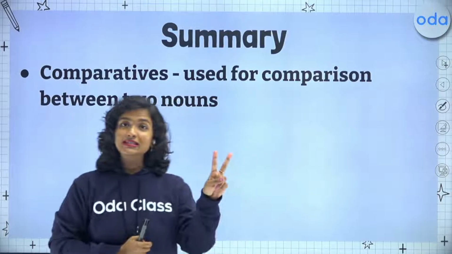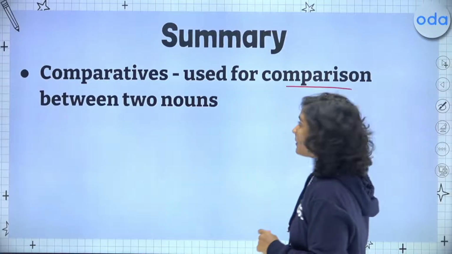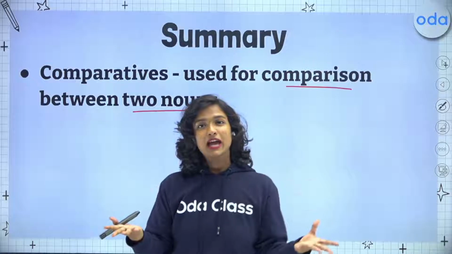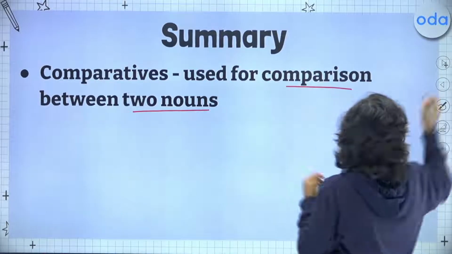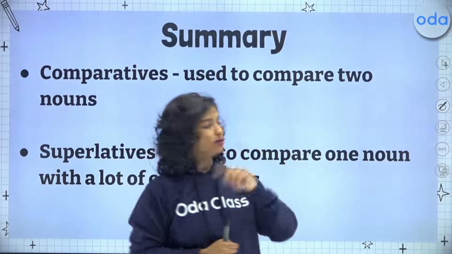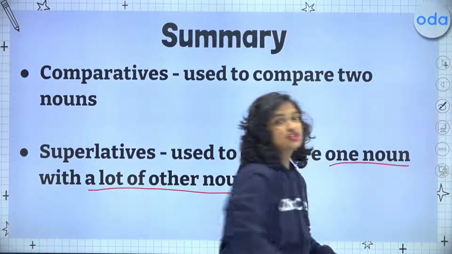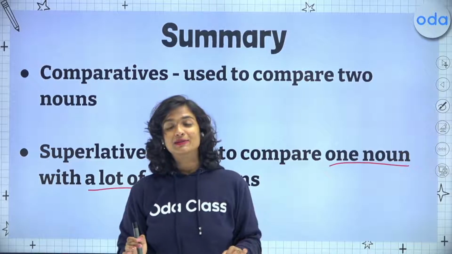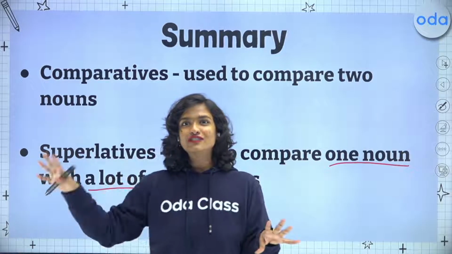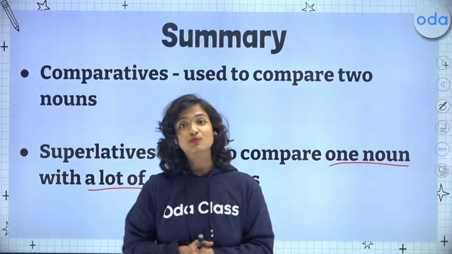So we learned about two things. We learned about comparatives. Comparatives are used for comparison between two nouns. We are simply comparing A and B. Superlatives, on the other hand, are used to compare one noun with a lot of other nouns. So it is a one-to-many comparison, which means we are comparing A with B to Z, all of them together, right? That is the key difference between comparatives and superlatives.